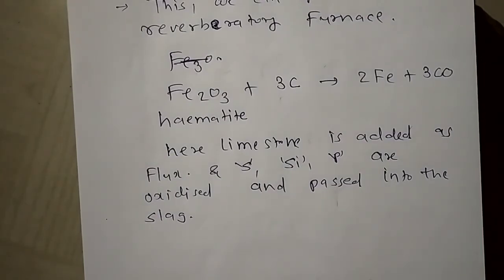Okay, so this is the blast furnace to reduce ferrous oxides, iron oxides. So we can get iron from iron oxides.